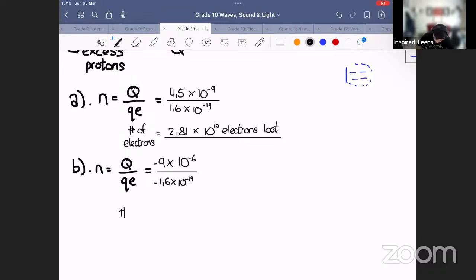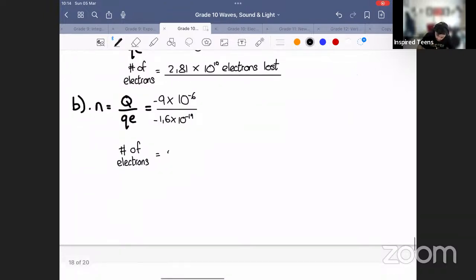And here I get that the number of electrons, because that's what N is, I'm just substituting N with number of electrons, I get an answer of 5,63 times 10 to the 13. This is electrons gained.